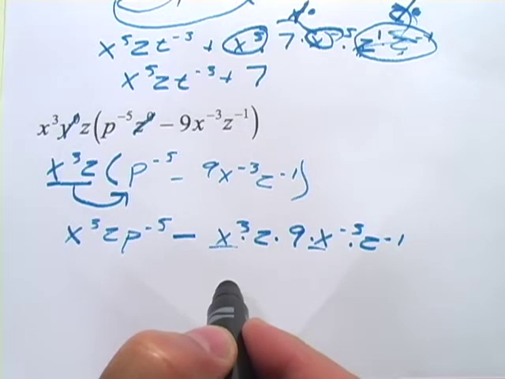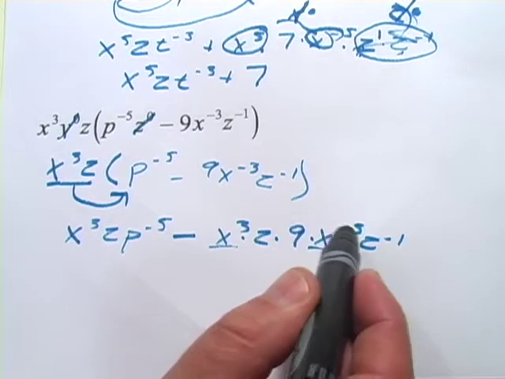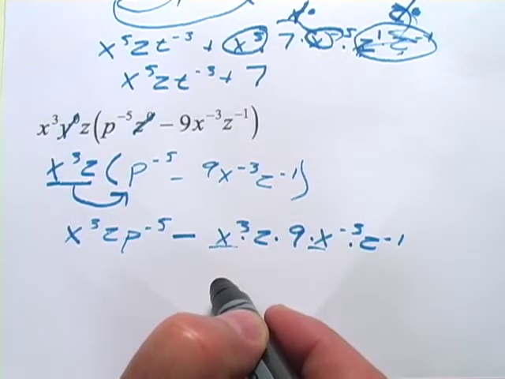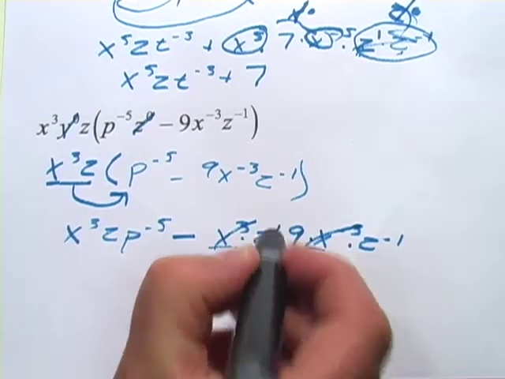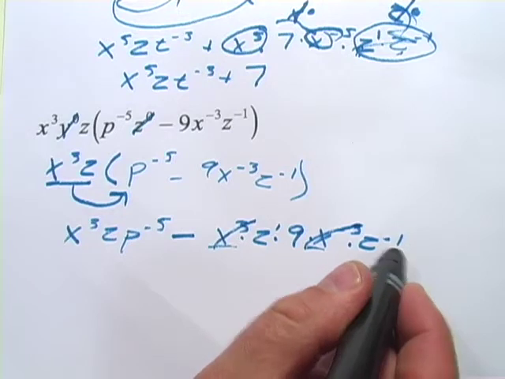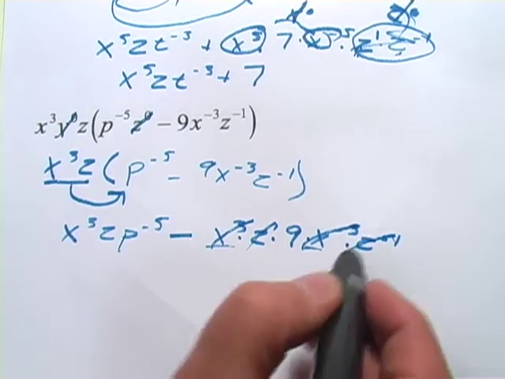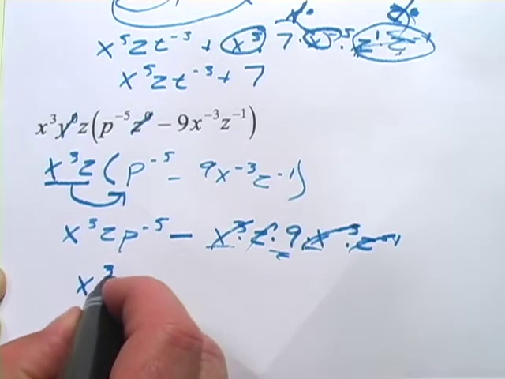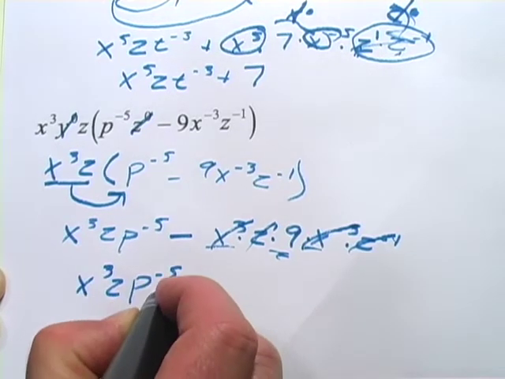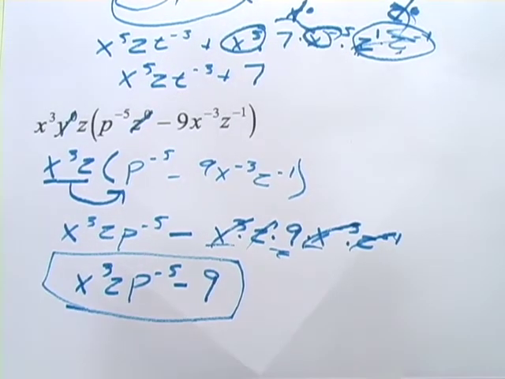What we have to do next is some combining of the like terms here. We have an x to the third times an x to the negative third. We add those exponents. We get x to the 0, which is 1, so it's like they disappear. Z is z to the first, and then there's a z to the negative first. Again, we add their exponents. We get the z to the 0, and it's like they disappear. So all that's left here is 9. So our final answer is x to the third times z times p to the negative 5th minus 9. So complicated looking problems, but if you take it a step at a time, not too hard.